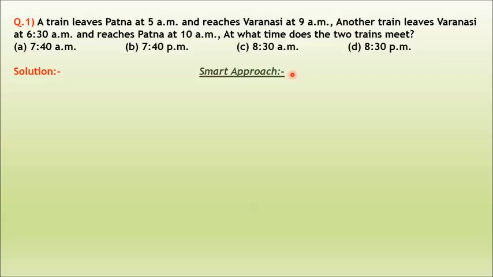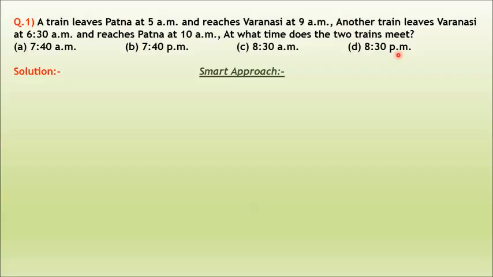and it is time saving also. So looking at the question, it says that a train leaves Patna at 5 am and reaches Varanasi at 9 am. Another train leaves Varanasi at 6:30 am and reaches Patna at 10 am. At what time do the two trains meet? Okay, and the options are 7:40 am, 7:40 pm, 8:30 am and 8:30 pm.